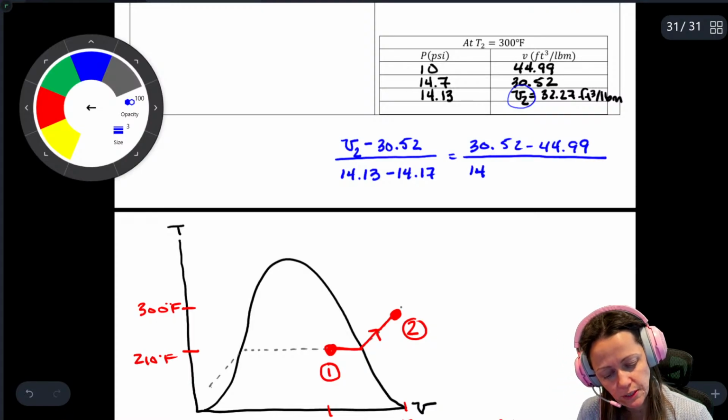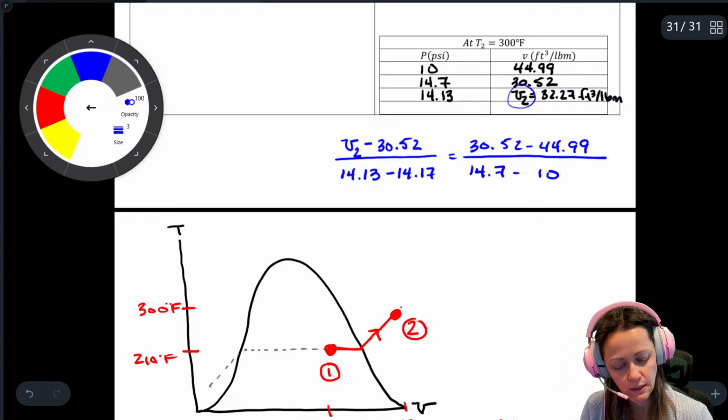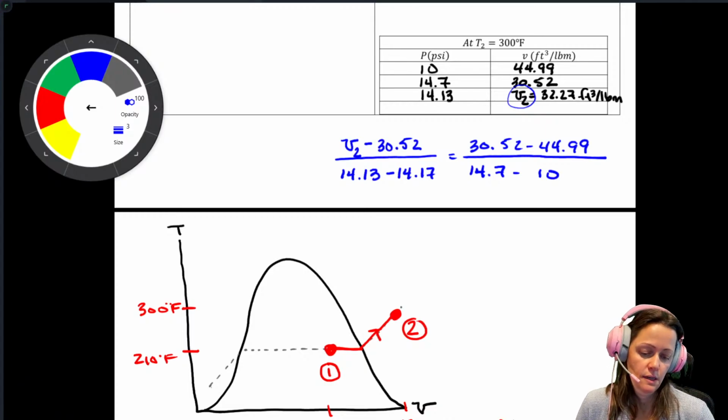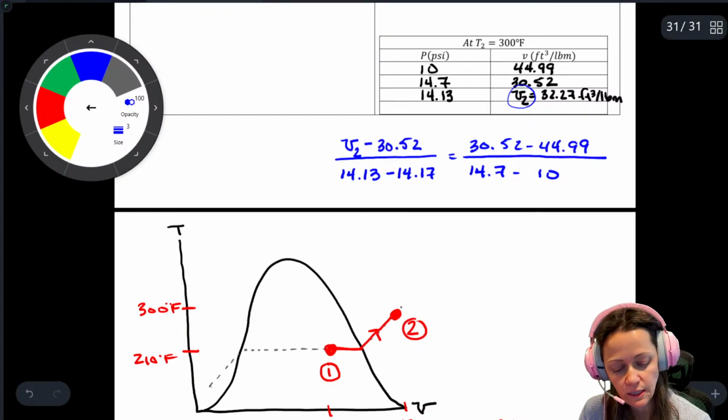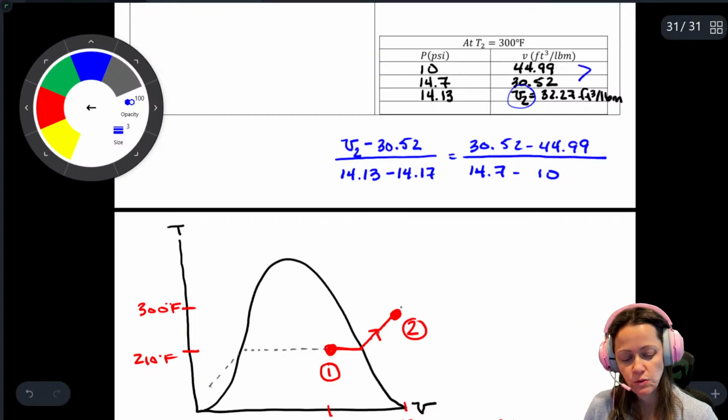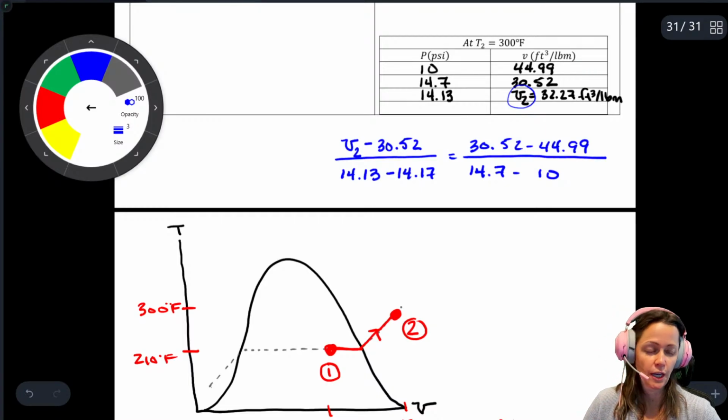This would be 14.7 minus 10. So when you solve for V2, you should get 32.27. And as long as I see that I'm between those two values, I probably did everything correctly.